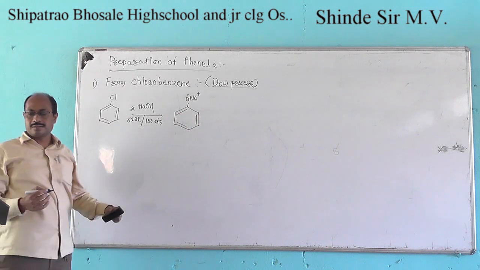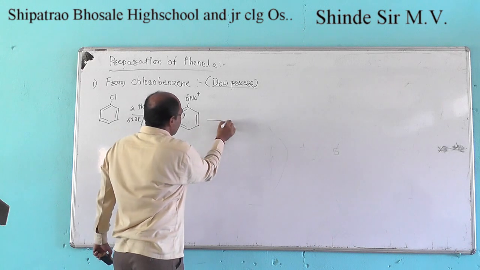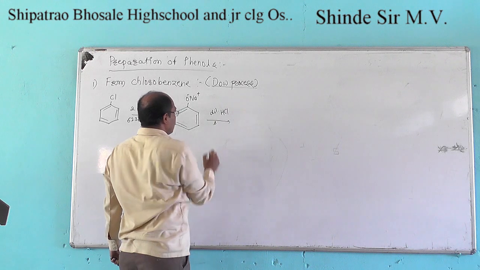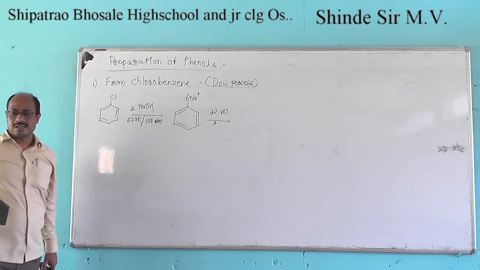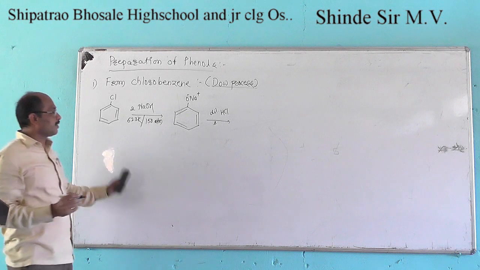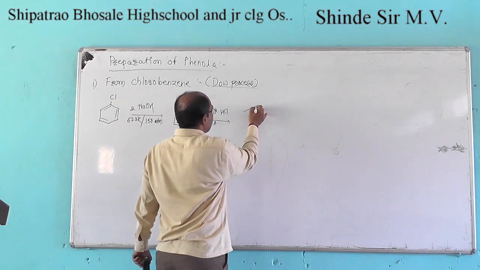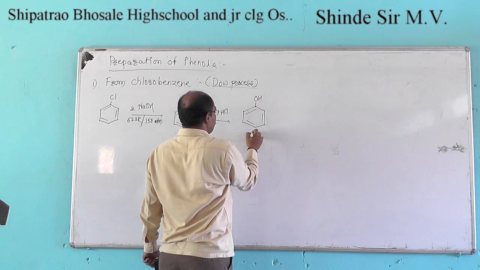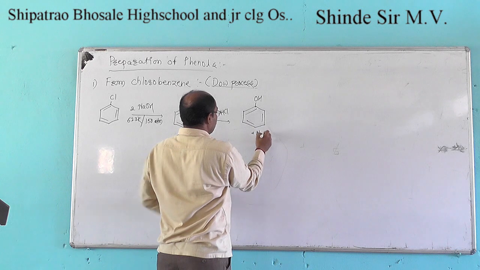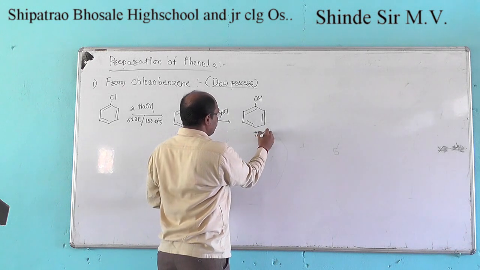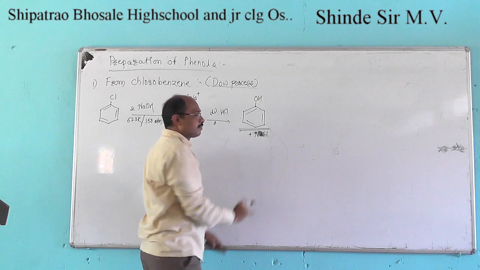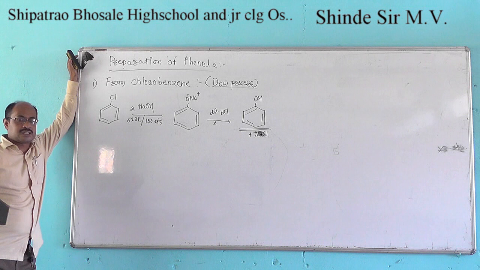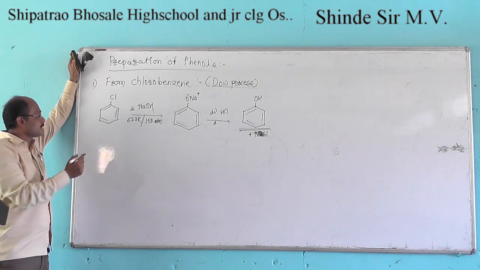Sodium phenoxide is prepared, which is further hydrolyzed by using dilute acid, followed by treatment to form the corresponding phenol. This is the simple method for the preparation of phenol, which is suggested by Dow. So it is known as the Dow process.